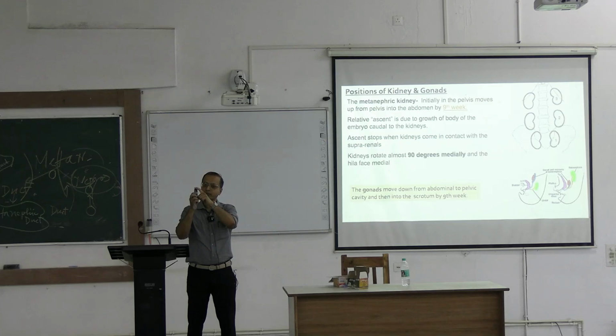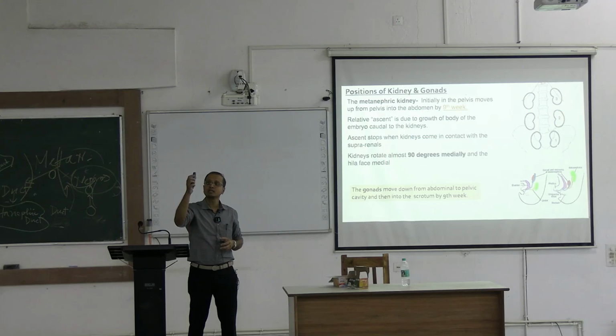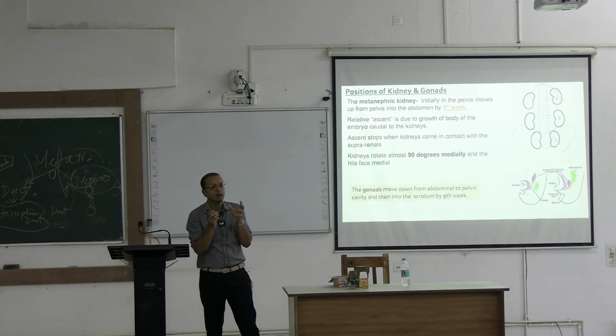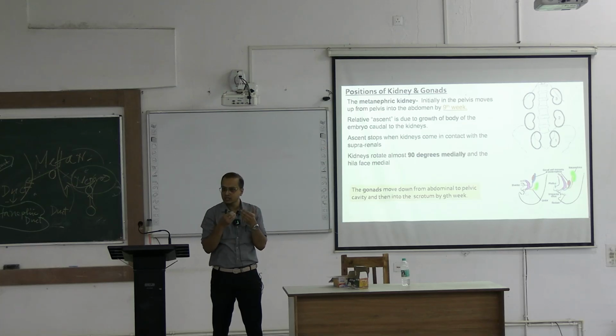So at this friction point, when the kidney is touching, it keeps on moving or growing, but it cannot move farther beyond that. So it makes a rotation. This kidney reaching the suprarenal gland, because of the relative ascent of the kidney, makes a 90-degree medial rotation. So that's why the hilum of the kidney is on the medial side towards the midline.